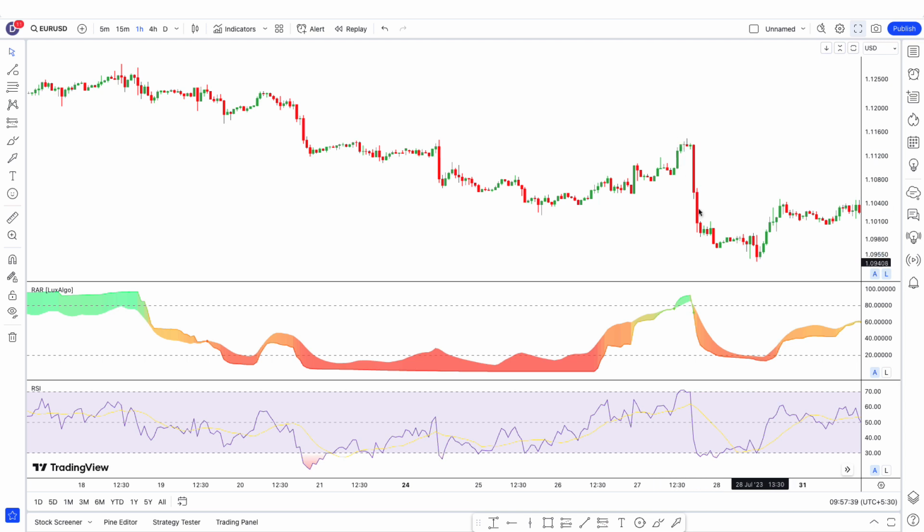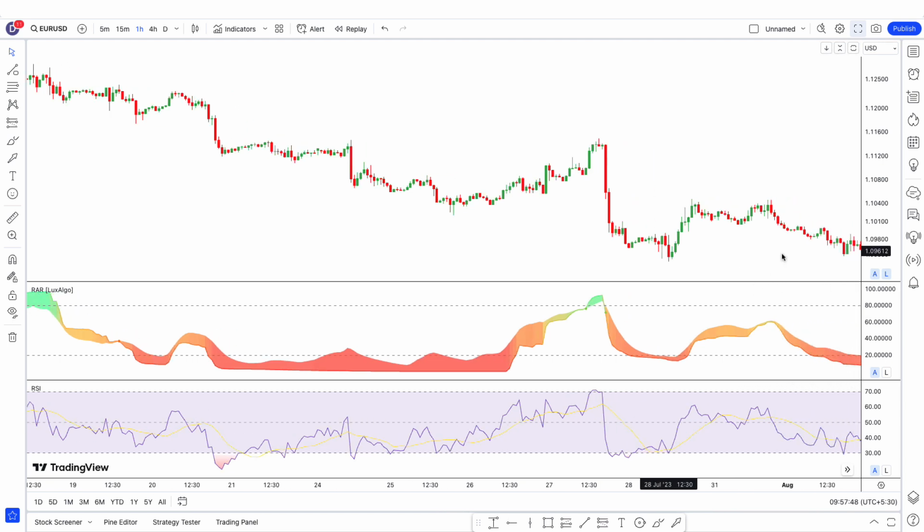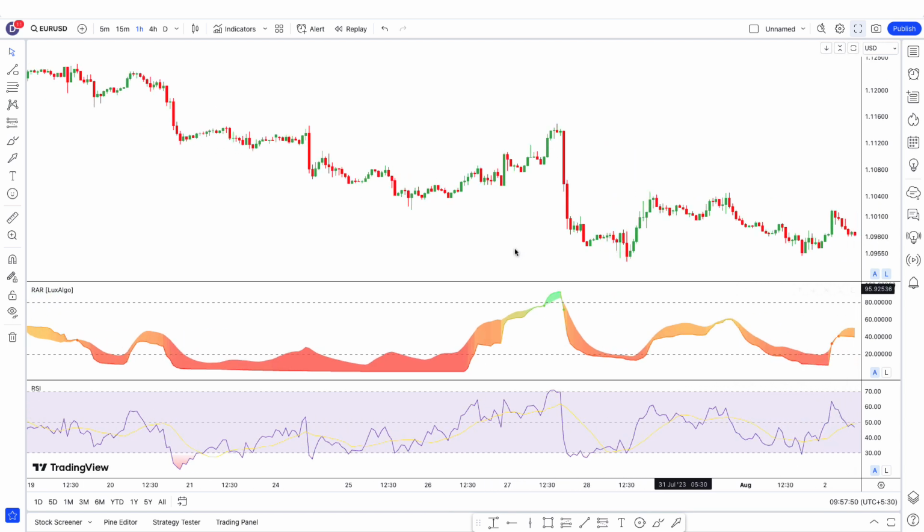And we have the three scenarios that I just explained, which in this case, we got a deep pullback. And after that, the price made a lower low. The indicator turned to red color here, but it couldn't stay in red color and it turned to orange. And it seems that the price is going to a trading range.